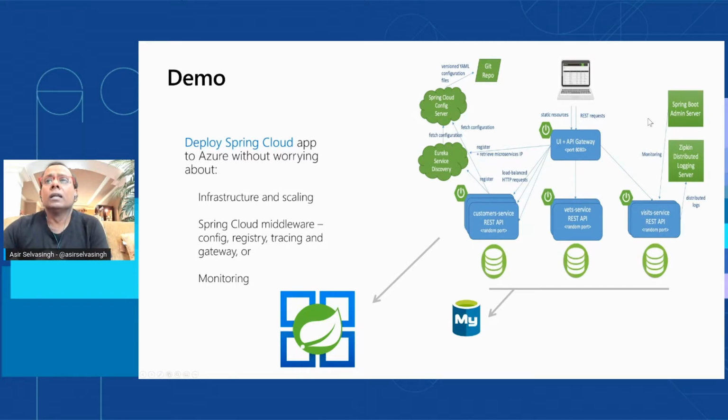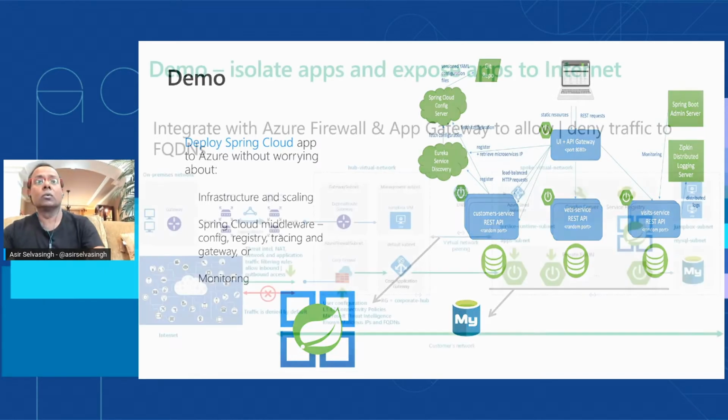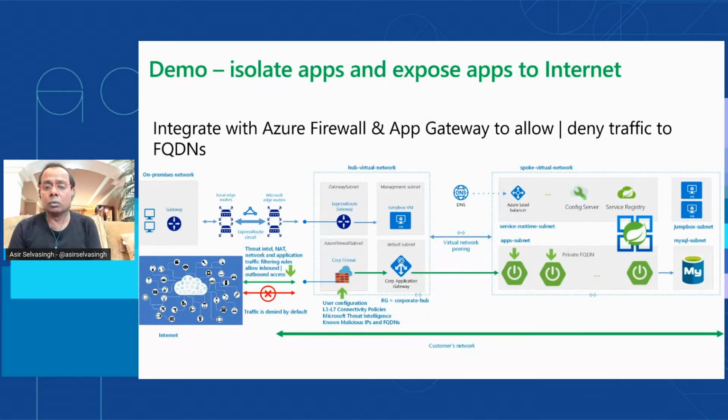on Azure. Now, around that, there's a bunch of Spring Cloud middleware components. So when you are deploying to Azure Spring Cloud, you don't have to worry about infrastructure or scaling or any of these middleware or the monitoring. So these apps are deployed into Azure Spring Cloud, and the data goes into MySQL, right? So going back to this picture here, what we are going to do is deploy this into a virtual network.